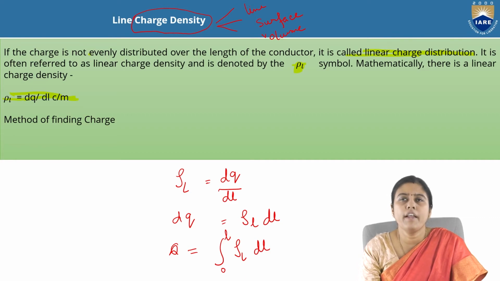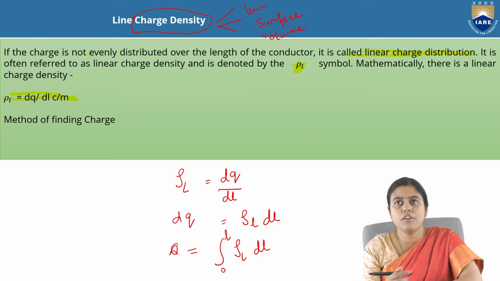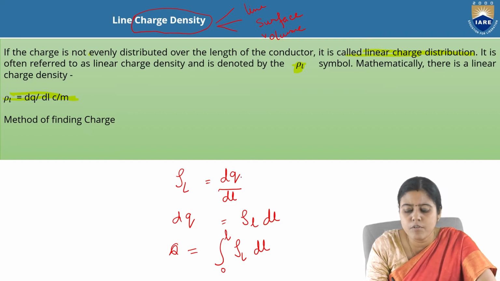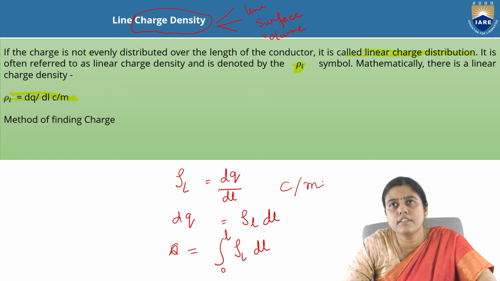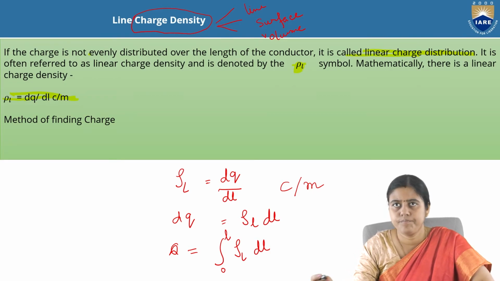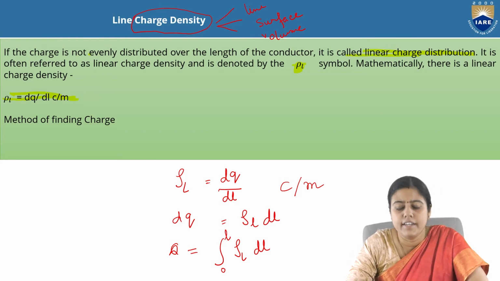So rho L is equal to dq by dl. And what is the unit? The unit of dq is coulomb, dl is meter. So the unit is coulomb per meter. So this is the linear charge density.